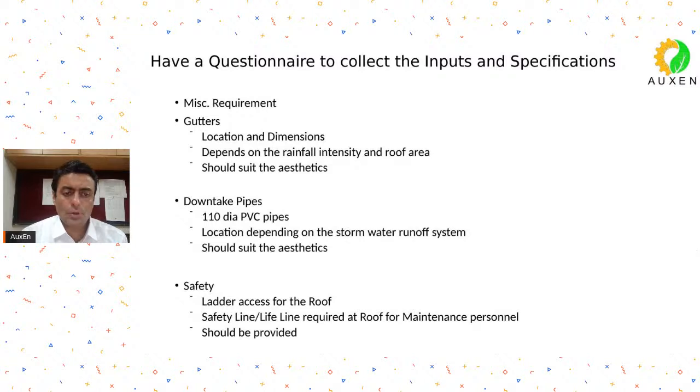We also provide safety items on the roofs, like ladders to climb up to your roof. The maintenance personnel will climb up using a safety ladder or a cat ladder. That cat ladder has to be properly designed and provided. We also provide a safety line. A safety line is nothing but a sort of railing with a wire rope where you can tie your harness, and then your maintenance people can move on the roof. So these safety lines and ladders for access should be provided. These are some miscellaneous requirements.